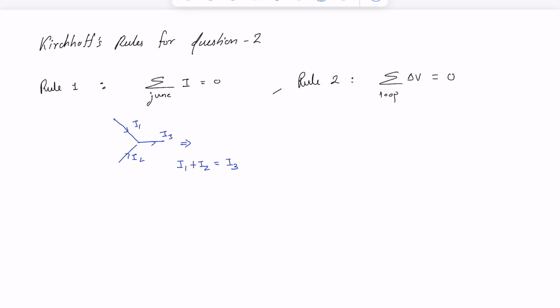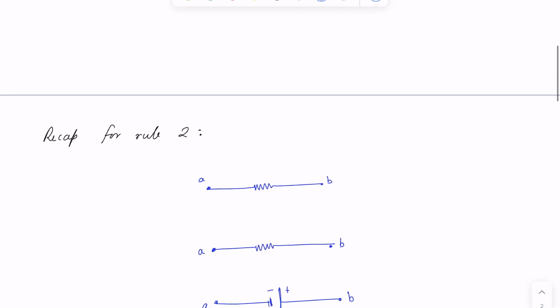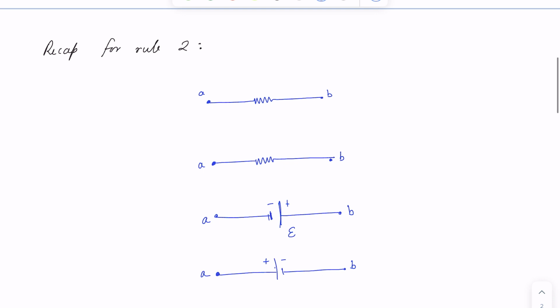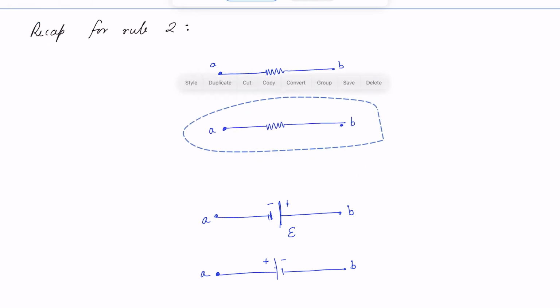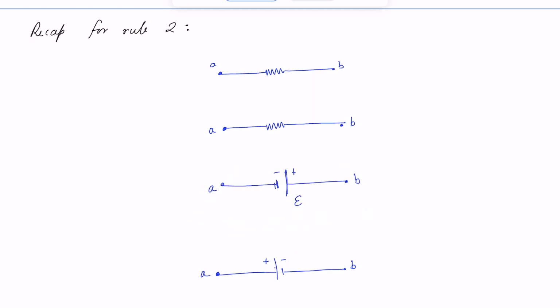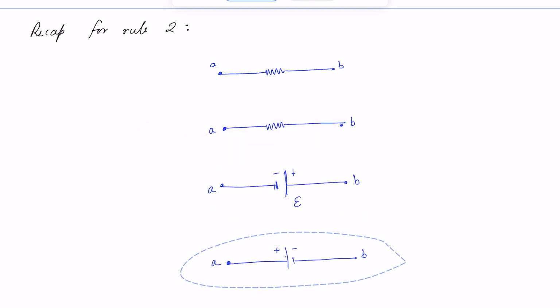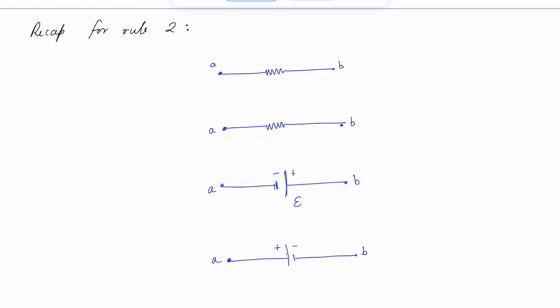So before we actually do a problem where we will use these rules, we should understand these 4 cases and how we arrive at the answer to what is the potential difference across these things. In these 4 cases, we have got 2 batteries and 2 resistors. Think of this as a part. Let's say this is number 1, number 2, 3 and 4.